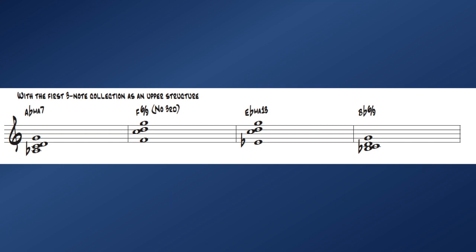We can use this as an upper structure in chords. So for example, just using the C, D, and G, and I place another note underneath that, you can see that we end up with an A flat major 7, or the same thing there with an F6-9 with no third, followed by the E flat major 7-13, and then a B flat 6-9.